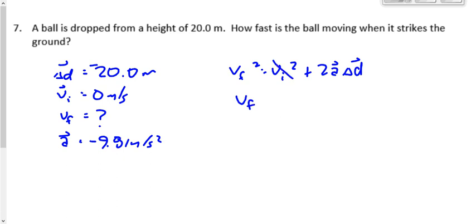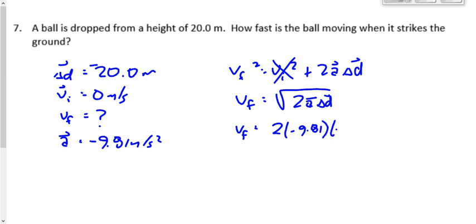Oh, look, VI is 0. We can just X that out if we want, right? Because it's 0. Makes it a little bit easier here. VF is the square root of 2 times A times D. Or, as some of you like to do, sub your numbers in and then rearrange it. 2 times negative 9.81 times negative 20. Press equals on your calculator. By the way, it's going to be positive, right? Negative times the negative is positive, and then you square root it.